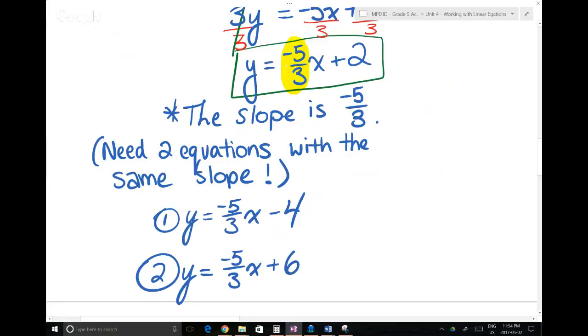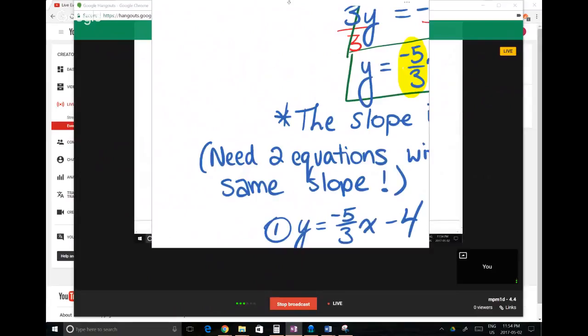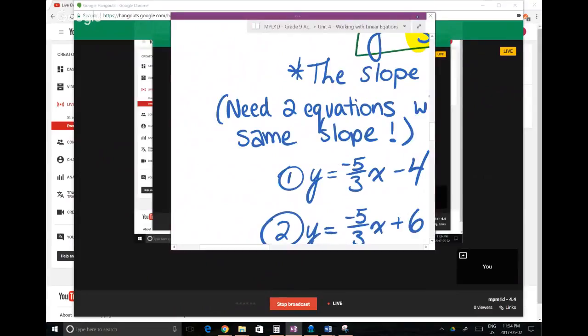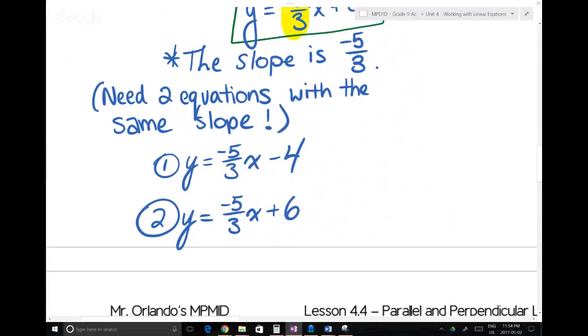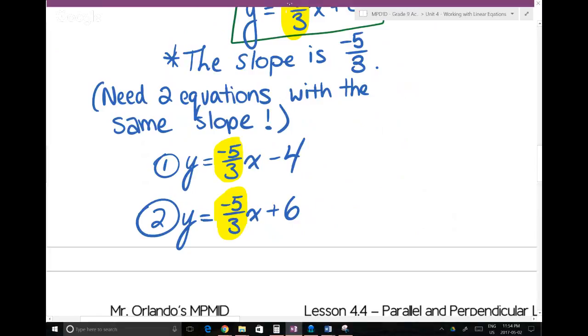Nothing magical about those numbers. It's just important that they have the same slope. But we don't want them to have the same b value, because then they do the exact same line. And exact lines are parallel, actually, so that wouldn't be a wrong answer. That's kind of a boring answer.